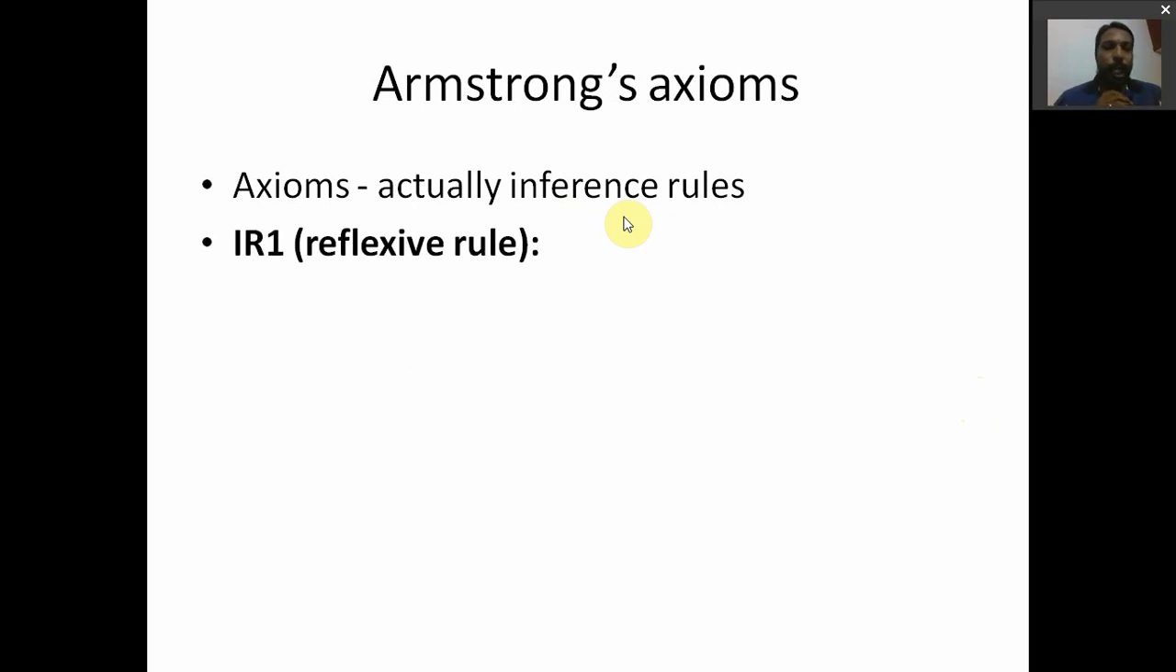So the first inference rule is what we call the reflexive rule. IR1, inference rule 1, is also known as the reflexive rule.